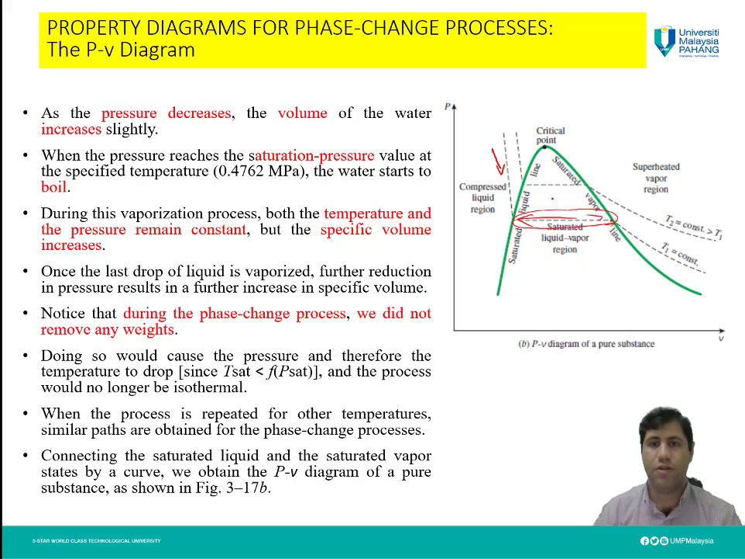And similar to the previous graph, which we had for the TV diagram, again we can have this saturated liquid line and this saturated vapor line, but this time we need to connect these points for infinite constant temperature lines. And finally, we have this line and this line, and also we have the critical point, at which we have saturated liquid and saturated vapor simultaneously together.